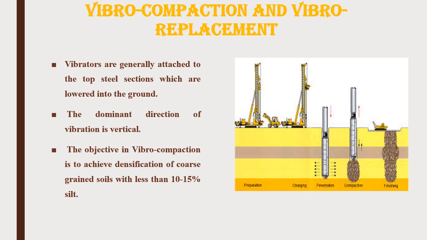The objective in vibro compaction is to achieve the densification of coarse grained soils with less than 10 to 15% of silt in it.